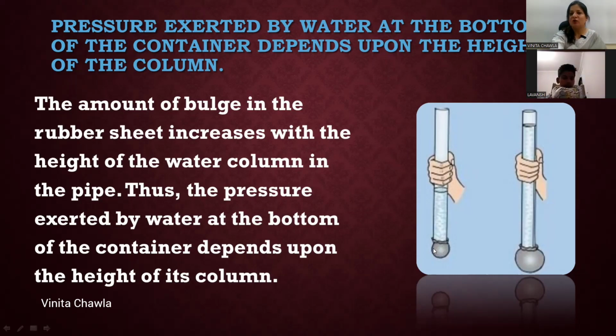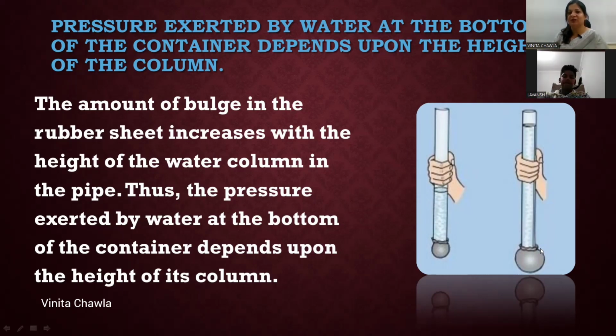So we can see the amount of bulge in both the rubber sheets is different. You can see more bulge where there is more water in the tube, and in the tube where we have less water, we can see less bulge. So because we have less water, it is exerting less pressure on the rubber sheet, and where it contains more water, it is exerting more pressure on the rubber sheet, and therefore there is more bulge.